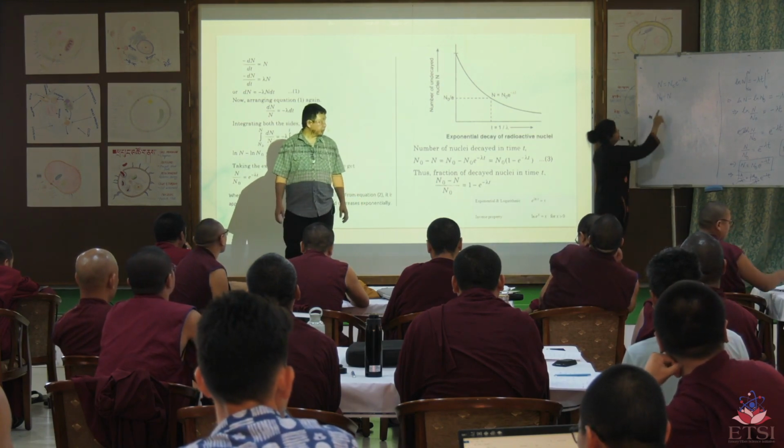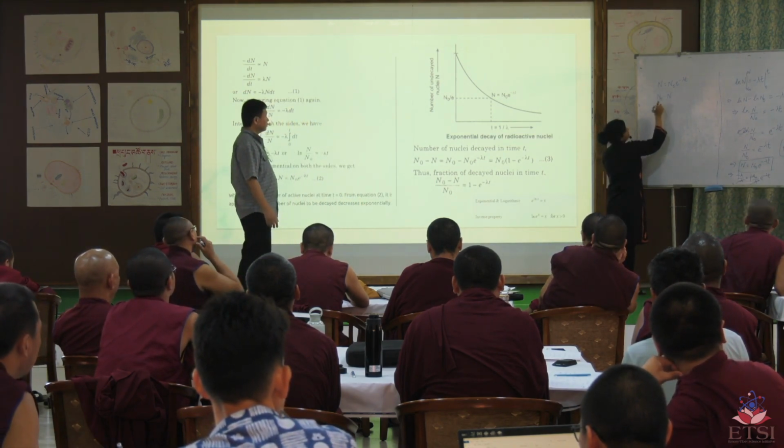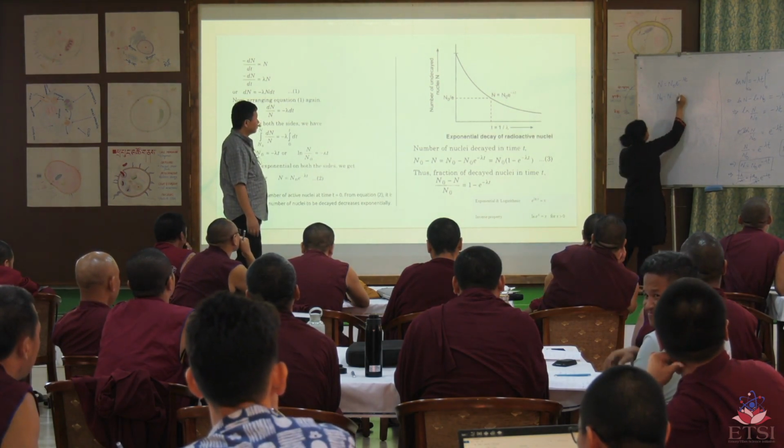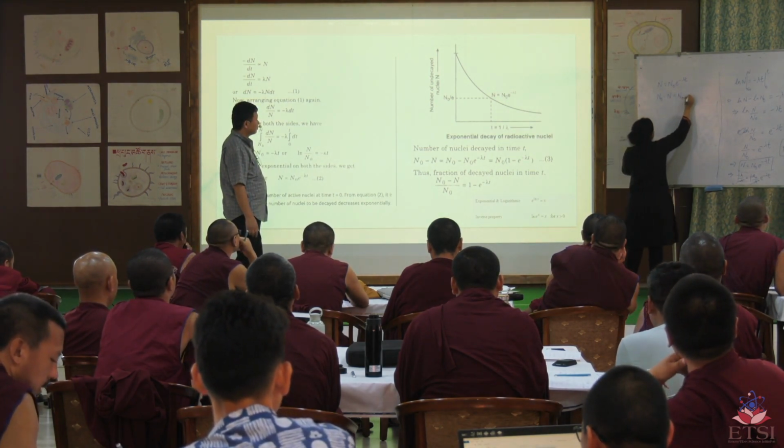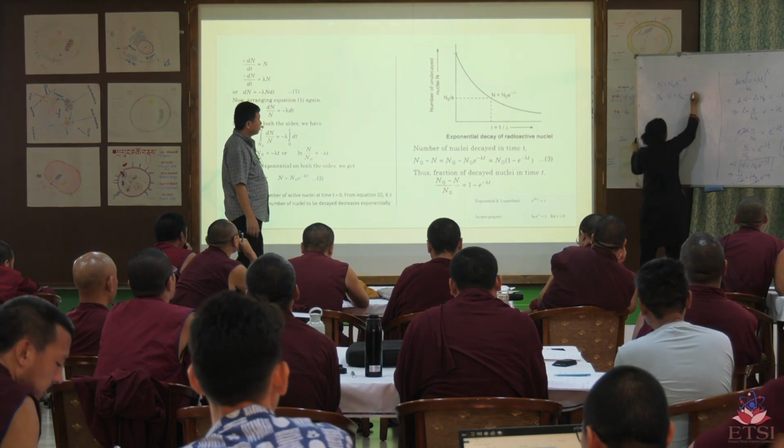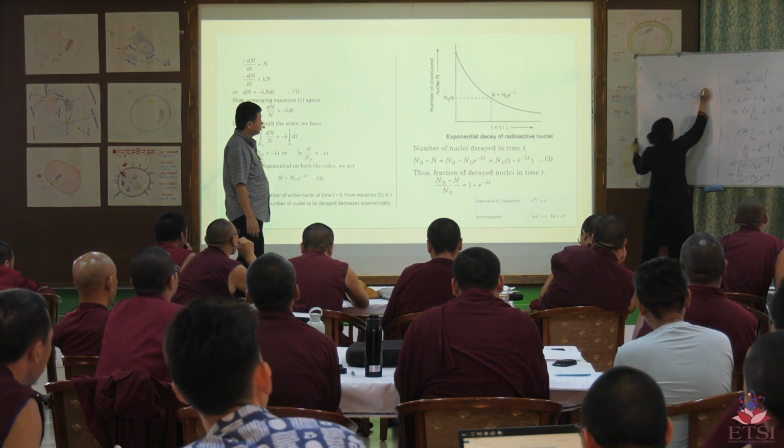So now I will put the value of N here. This will be N naught minus N naught e to the power minus lambda t.